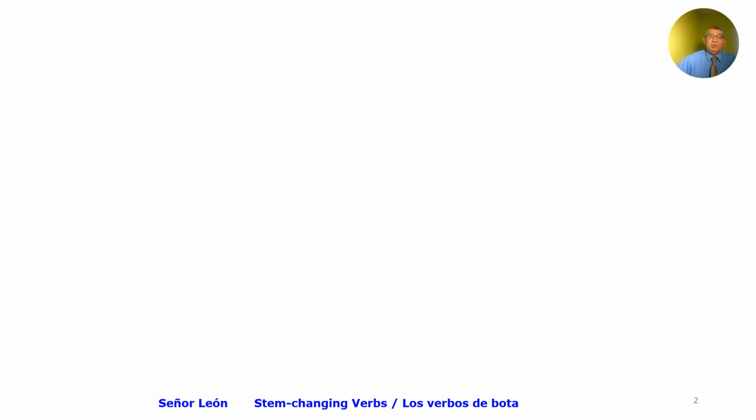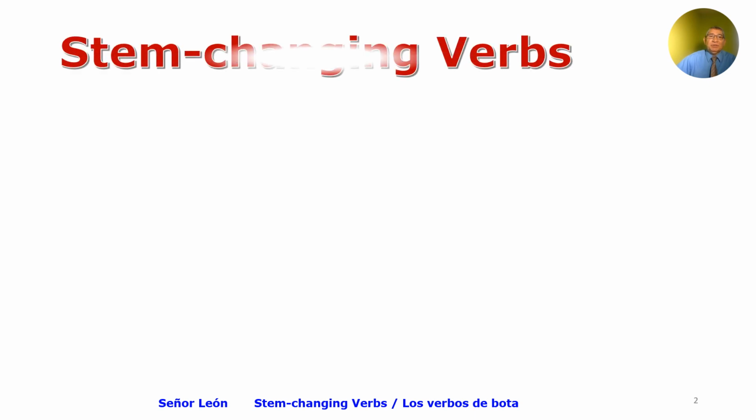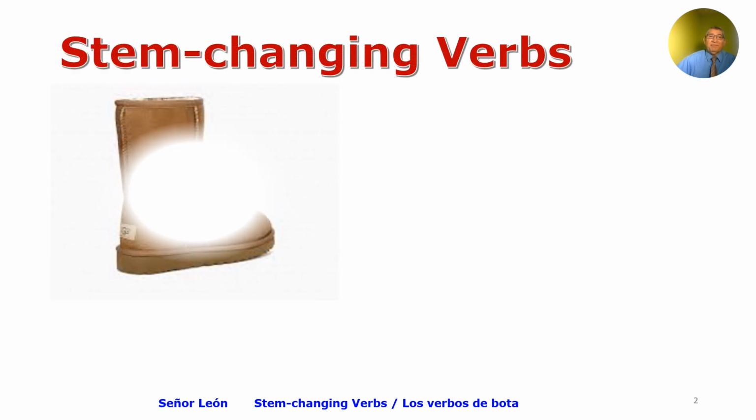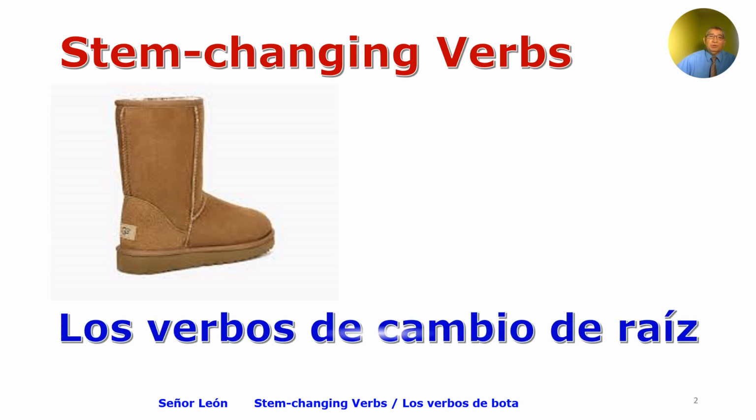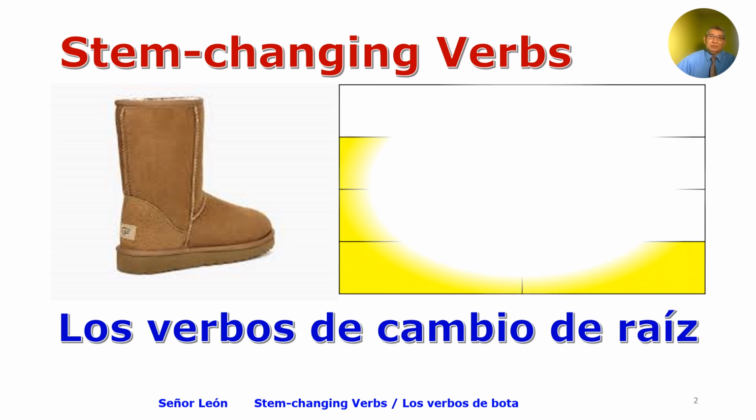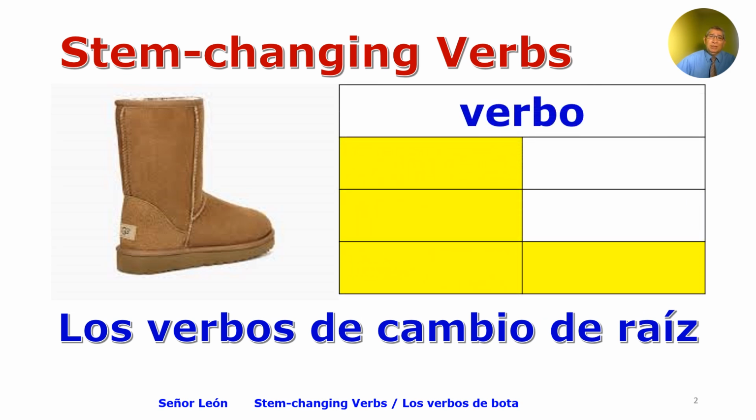En este video voy a presentarles una forma eficaz de conjugar verbos de bota, mejor conocidos como stem changing verbs o los verbos de cambio de raíz. Empecemos. Los verbos generalmente vienen en esta forma.